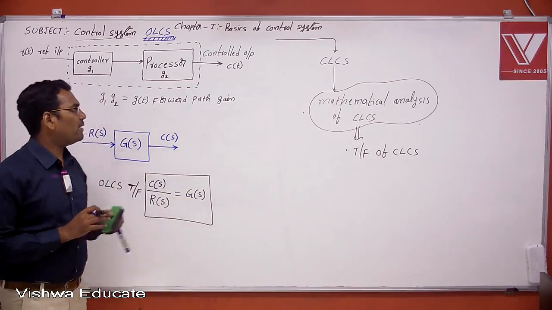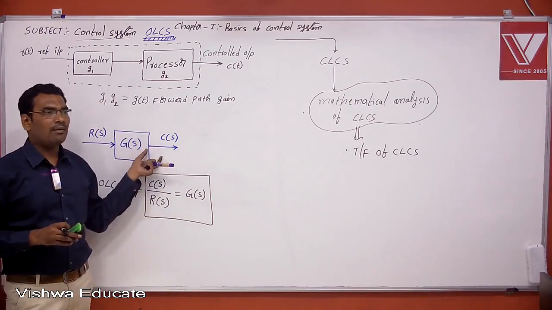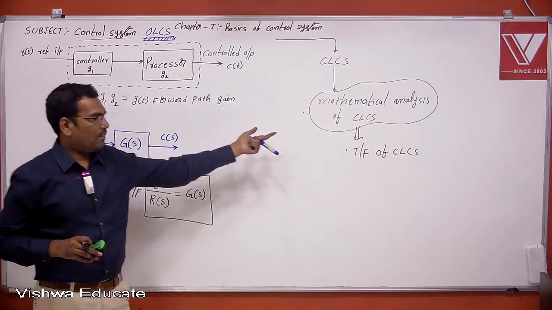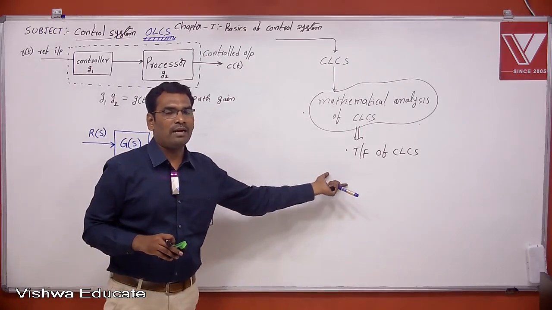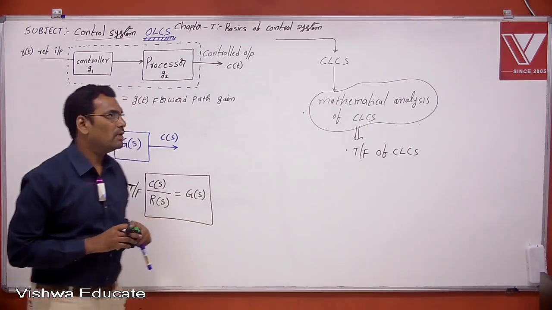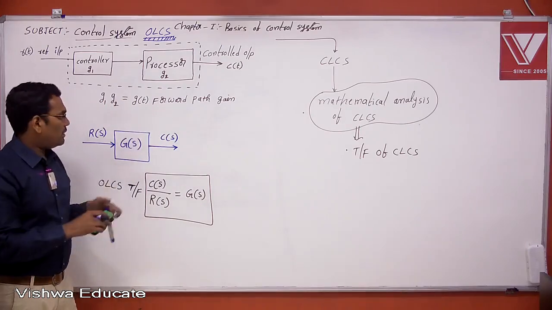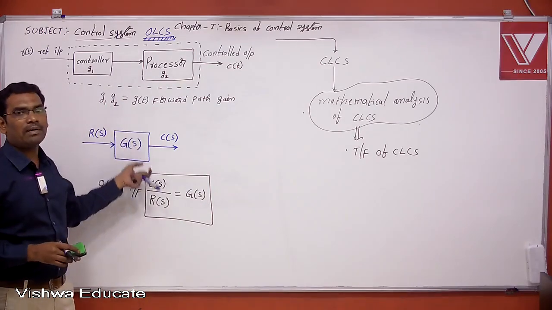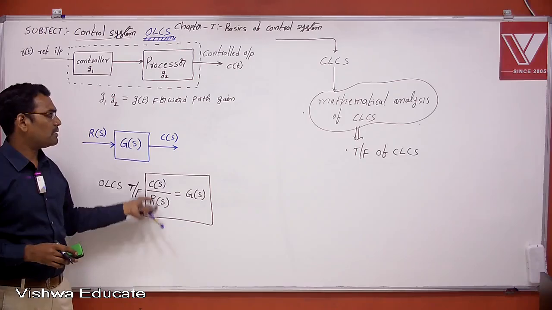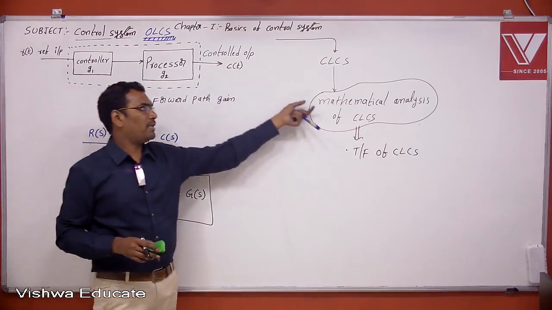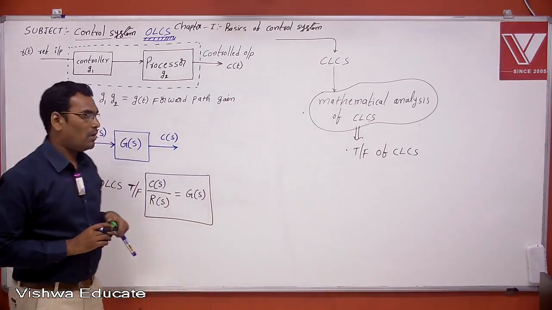In the same manner, we can find the mathematical equivalent model of a closed loop control system, and we can find the transfer function of the closed loop control system also. Yes. Now, before we go for that, first we will finish this open loop control system mathematical analysis. Then after that, we go for the mathematical analysis of the closed loop control system.